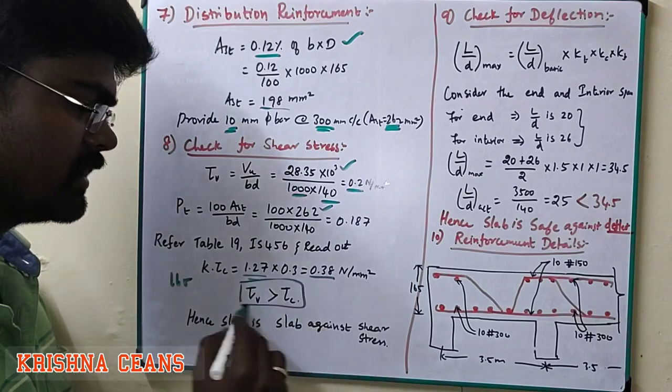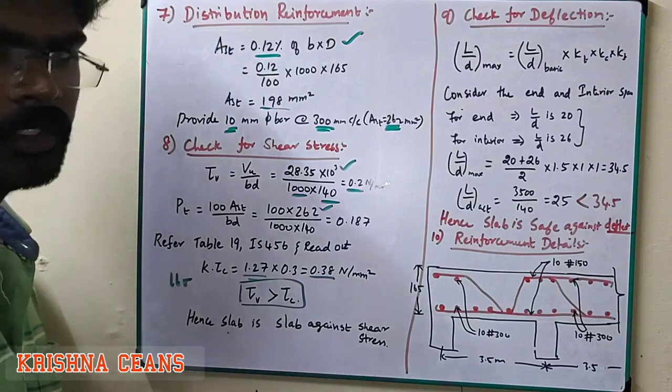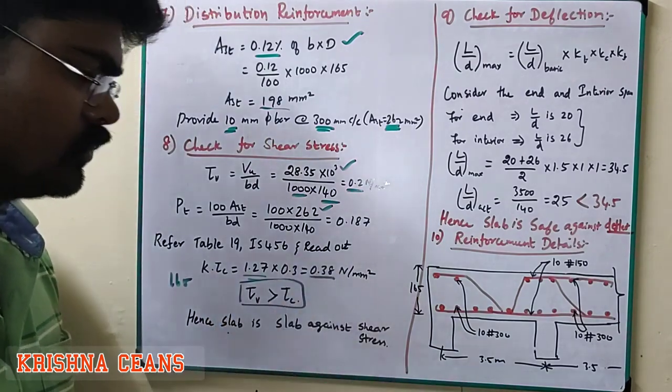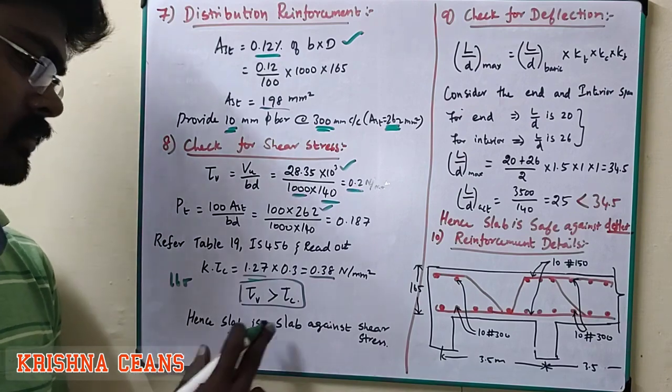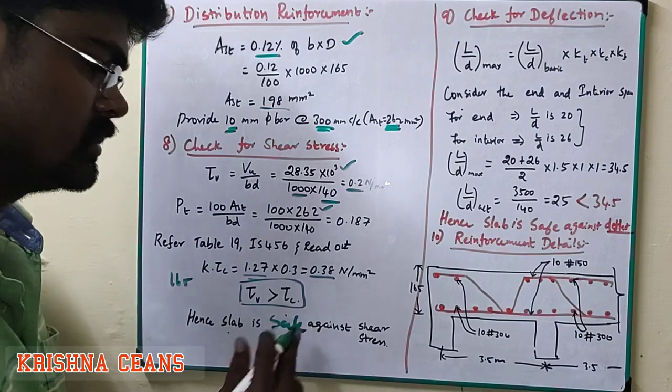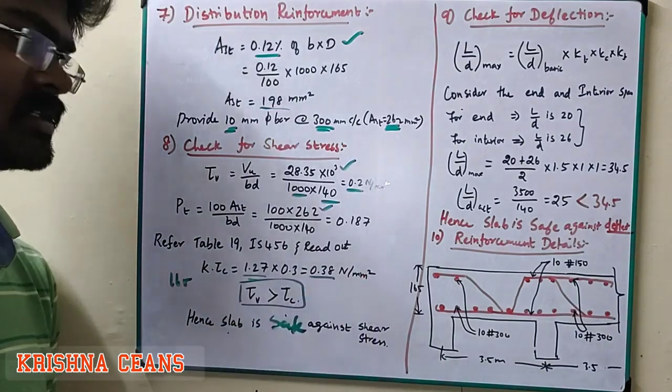So as we compare with tau v, it is very less. Tau c is greater than the tau v value. So hence the slab is safe. Slab is safe against shear stress.